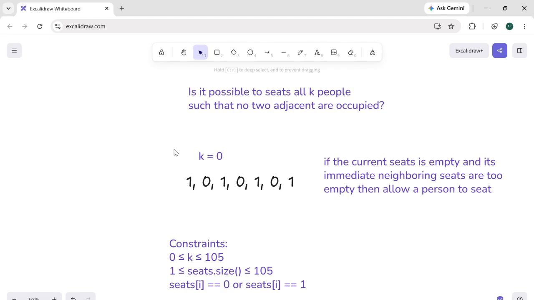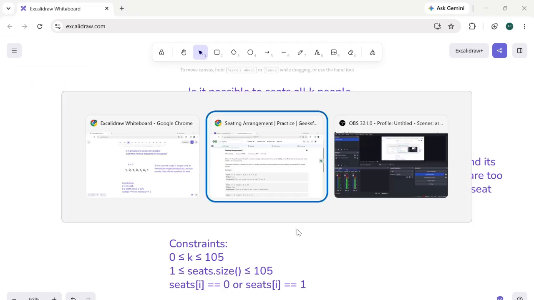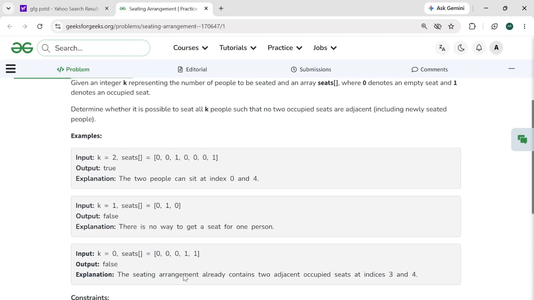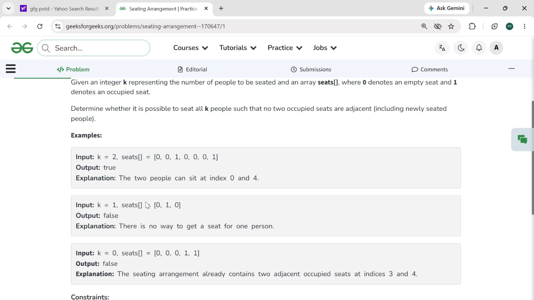Answer of this question would be what? True. I hope you understood this question. So what we are basically doing over here is, now we will look at a second example, right? In the second example you can see that seats are 0 1 0 and the number of people to be seated is 1, right?